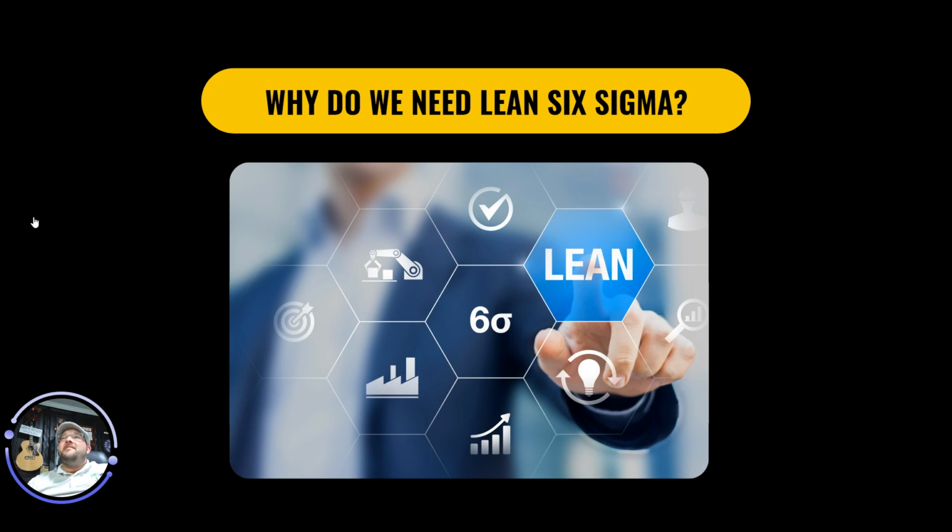In today's competitive landscape, organizations are constantly striving to do more with less. They want to deliver products and services that not only meet but exceed customer expectations. That's where Lean Six Sigma comes in. It provides a structured approach to problem solving and process improvement that can help organizations achieve their goals.